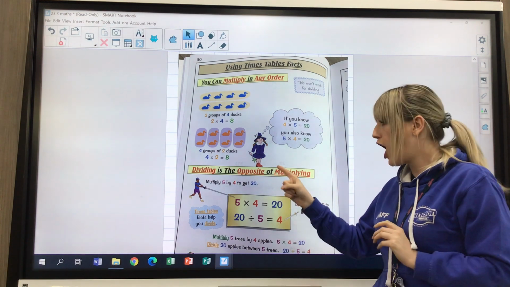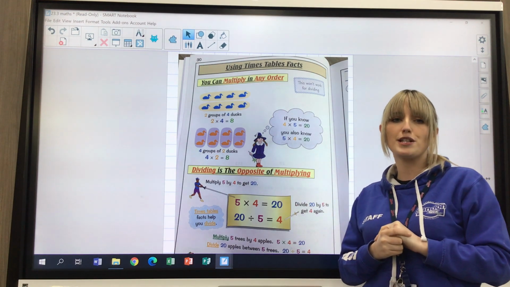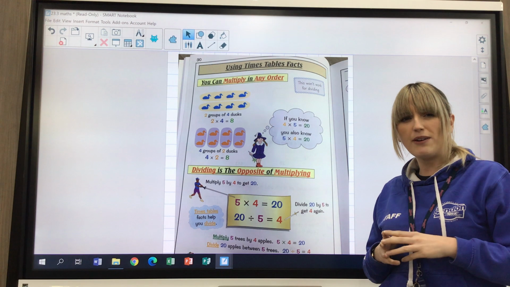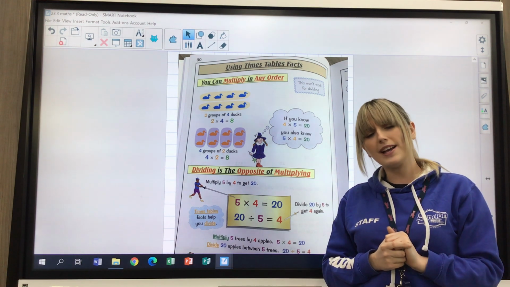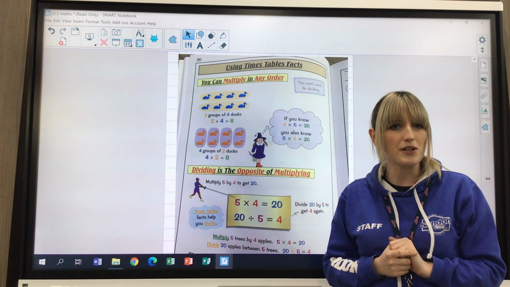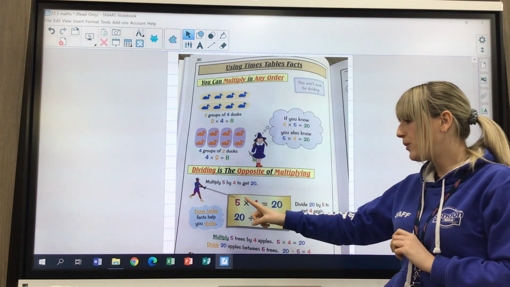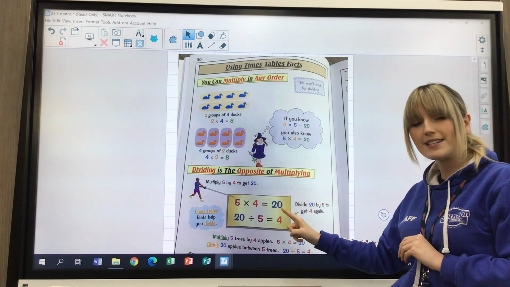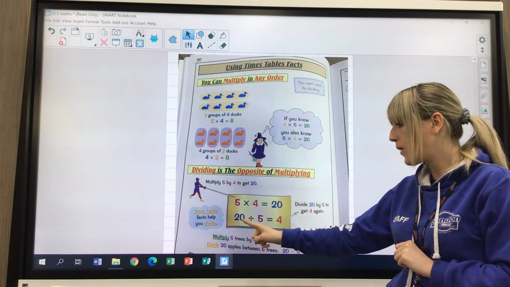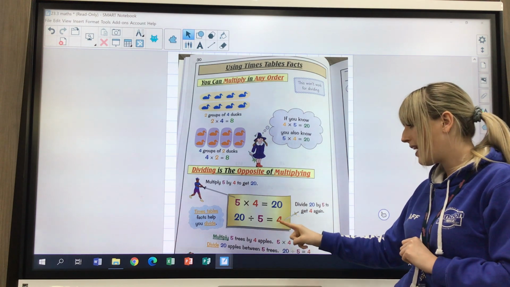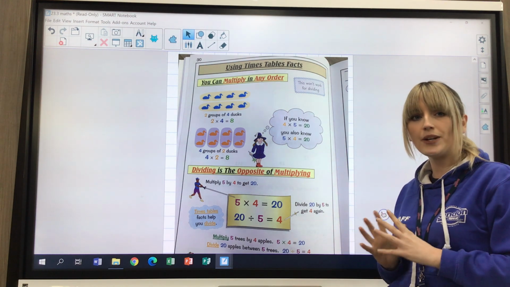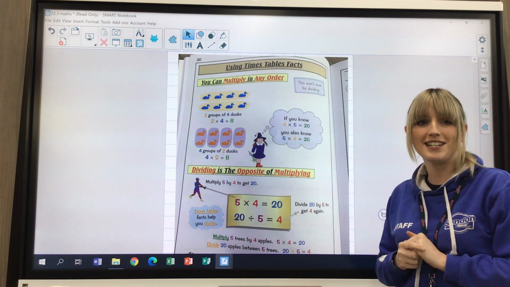Dividing then is the opposite, the inverse of multiplying. So when we're dividing, the number's getting smaller. Now if the number's going to get smaller, where's the biggest number going to go in our number sentence? Have a little think. Well done if you know it's at the beginning. So we can see here, we know that 5 times 4 is 20. Now we can use that to say 20, so the biggest number's at the beginning now. 20 divided by 5 is 4. So that's a little page for you to have a read over, have a little look at, and then we're going to explain it in more detail.